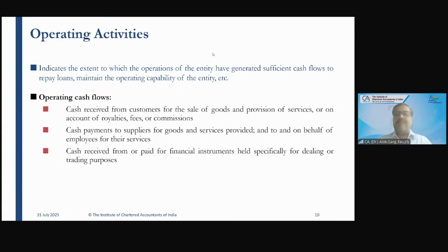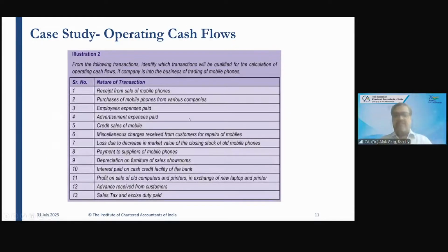So what is your cash flow from operations? Cash receipt from customers for sale of goods and provision of services, or on account of royalty, fee, commission; cash payment to vendors or suppliers; cash received or paid for financial instruments held specifically for trading purposes. These are the examples of operating cash flows. Now let's discuss illustration number 2, from the ICAI study material.